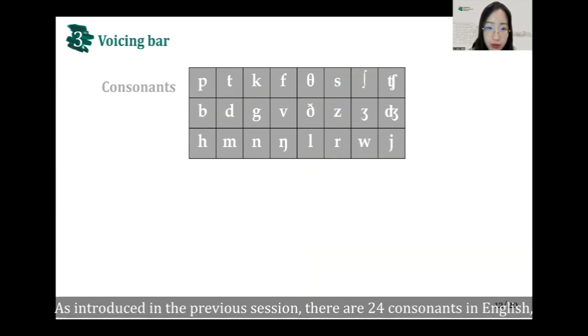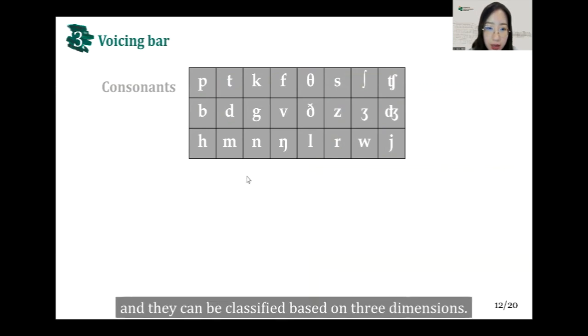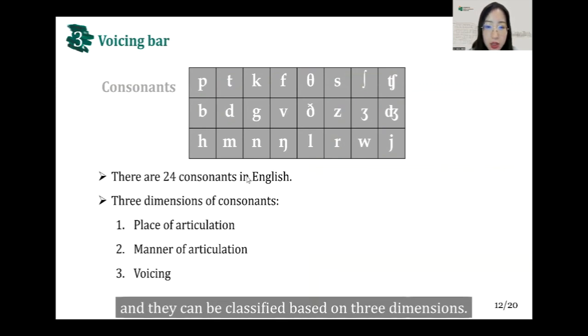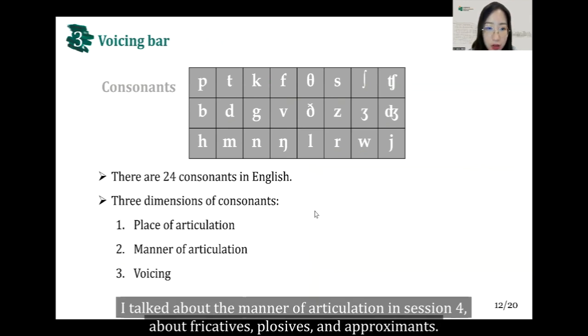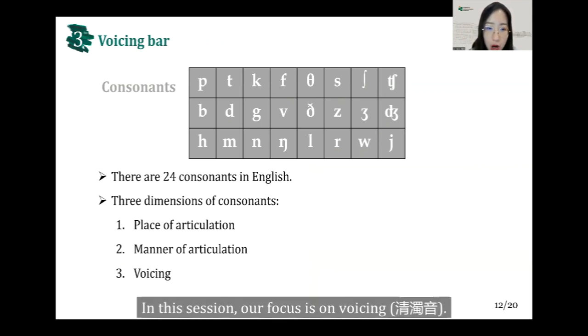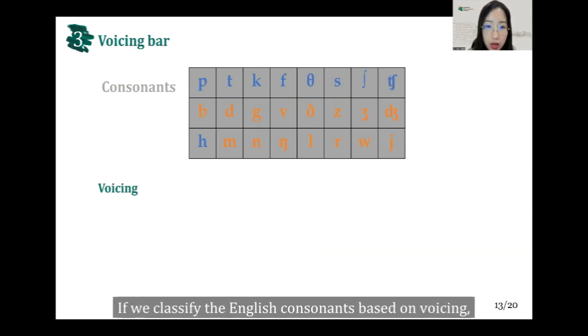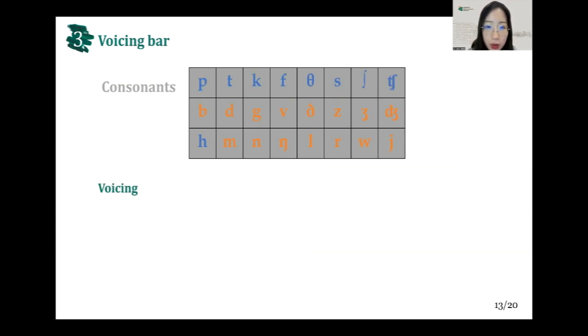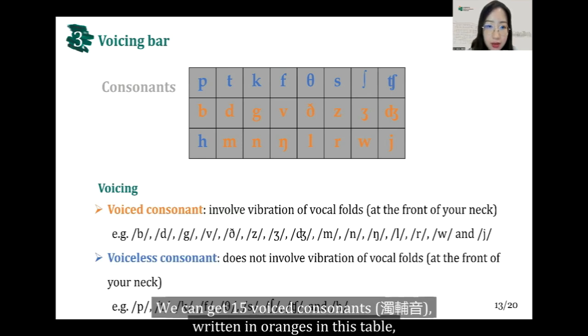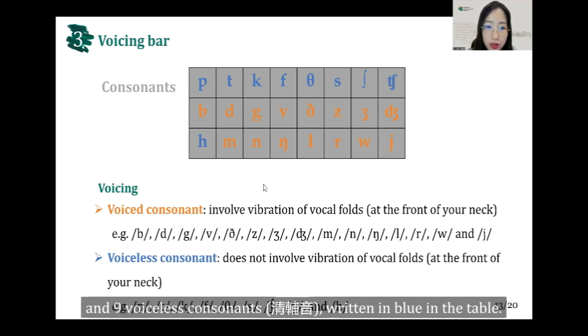As introduced in the previous session, there are 24 consonants in English, and they can be classified based on 3 dimensions. I talked about the manner of articulation in session 4 about fricatives, plosives, and approximants. In this session, our focus is on voicing. If we classify the English consonants based on voicing, we can get 15 voiced consonants written in orange in this table, and 9 voiceless consonants written in blue in this table.